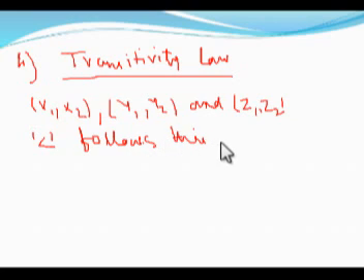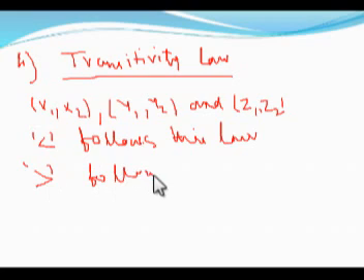And now you can also verify the greater than type relation. This also follows the transitivity law. If x1 is a superset of y1 and y1 is a superset of z1, then x1 must be a superset of z1. So greater than also follows the transitivity law.